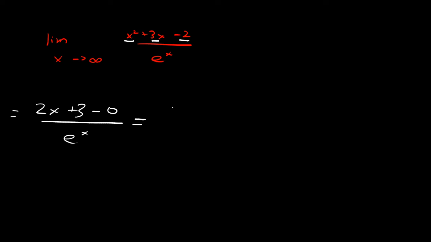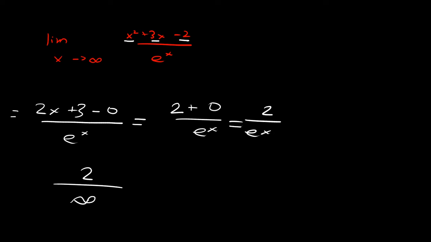Differentiating the numerator, we get 2 plus, well, the derivative of any constant is again just 0, over e to the power x. And this is just equal to 2 over e to the power x. Now we can plug in infinity. We get 2 over infinity, which is just equal to 0.